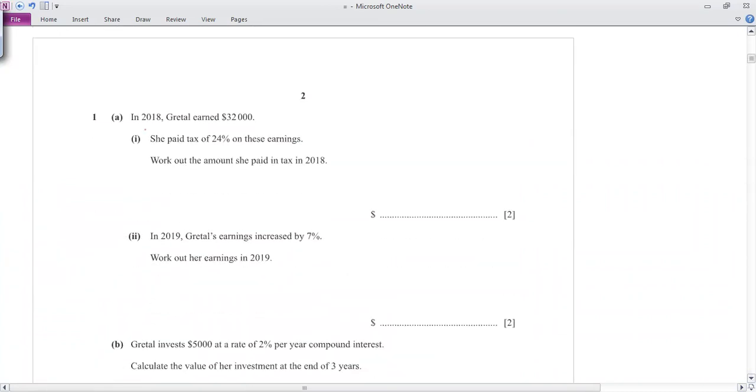In 2018, Gretel earned $32,000. This is the income. She paid 24% tax on these earnings. Work out the amount she paid in the tax in 2018. So she is paying 24% of this money as a tax. So you need to calculate 24% of 32,000. It will be 24 over 100 times 32,000.